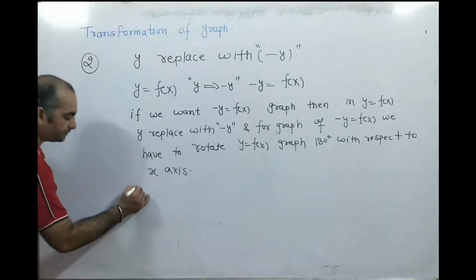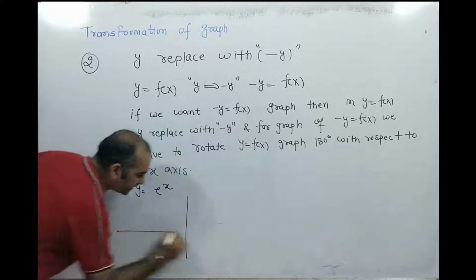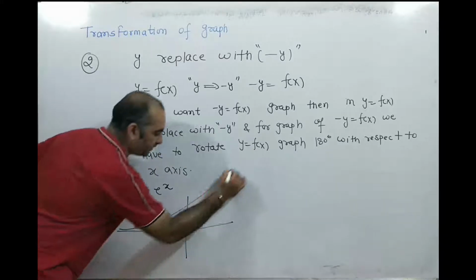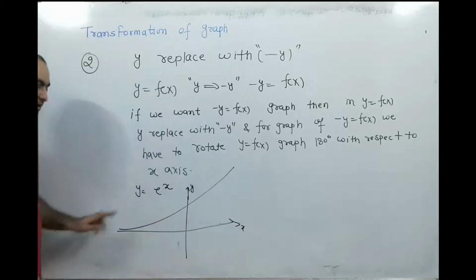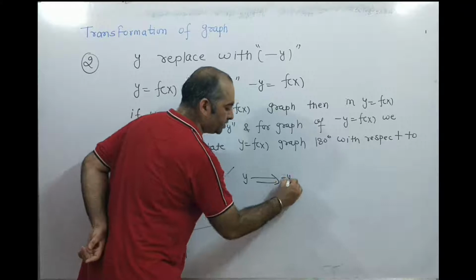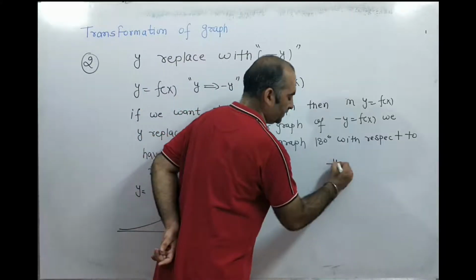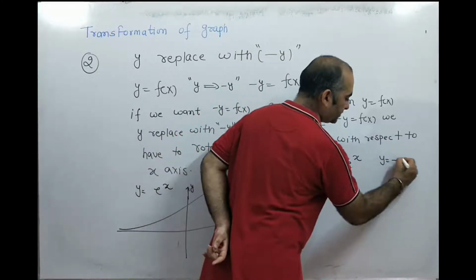So for example, the y equal to e power x graph. We know this is the graph of y equal to e power x. This is the x-axis, this is the y-axis. Then instead of y, we will replace with minus y. So y is replaced with minus y, and we get minus y equal to e power x. This one we can also write like that: y equal to minus of e power x.